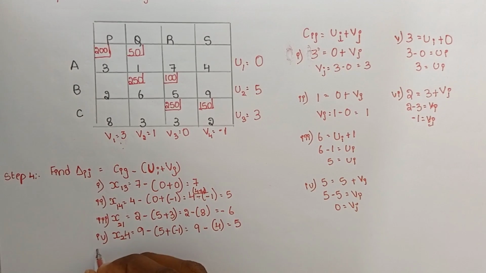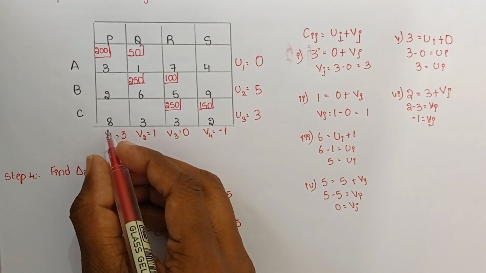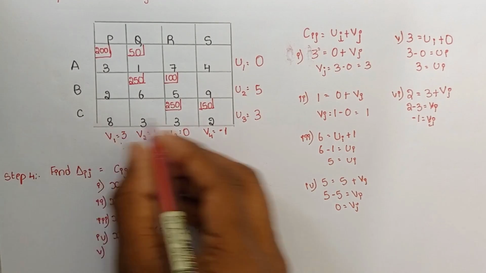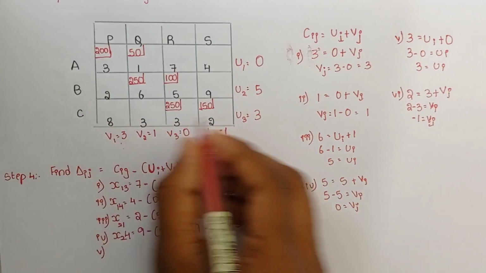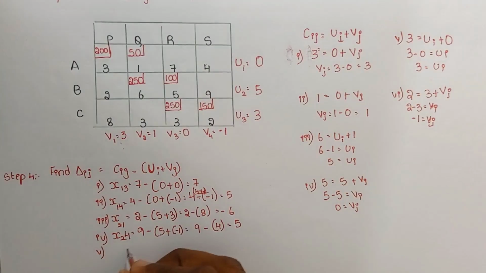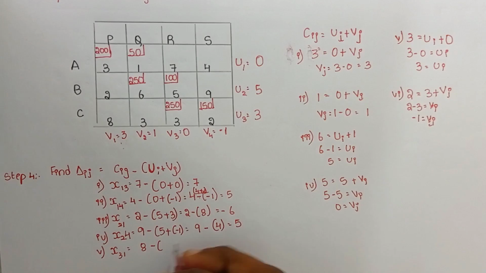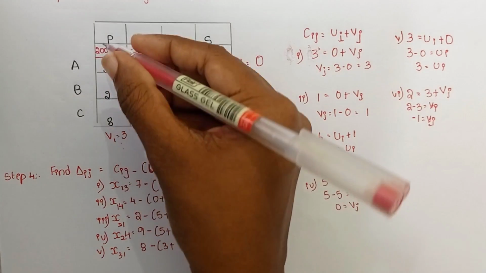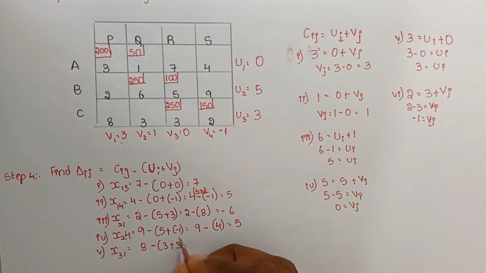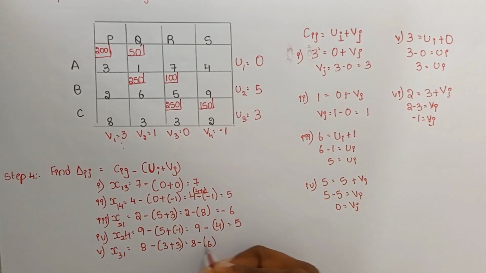Okay. So the next unoccupied cell is 8. So this will be represented as 3 1 because it lies in the third row and first column. So x31, the Cij value is 8. 8 minus the u value for this 8, which is 3, and the v value for this 8 is also 3. So 8 minus 3 plus 3 is 6. So 8 minus 6 is 2.